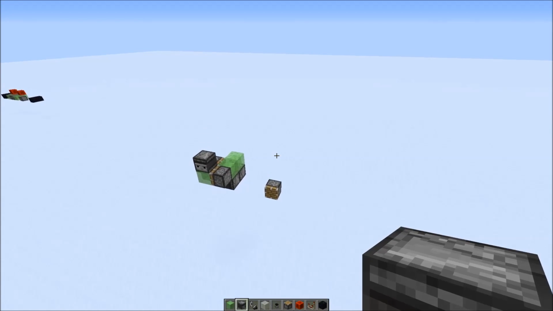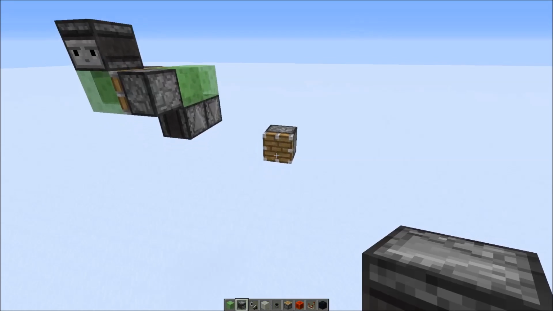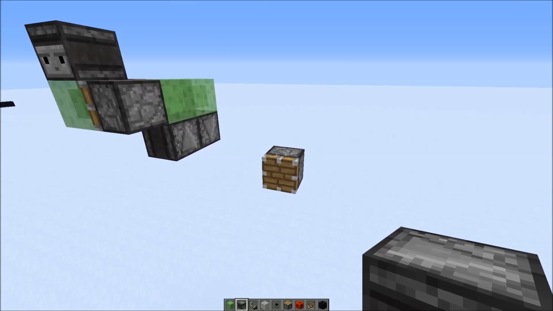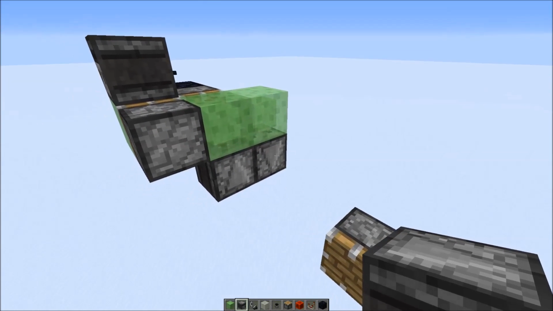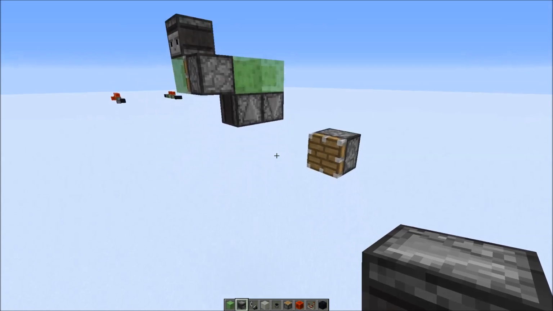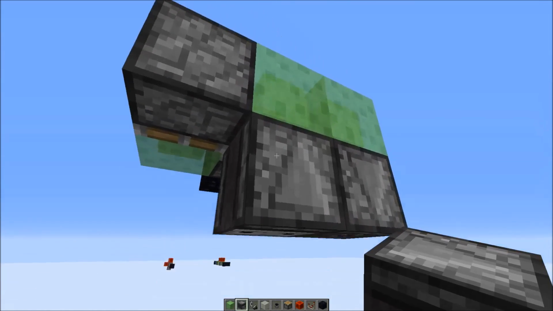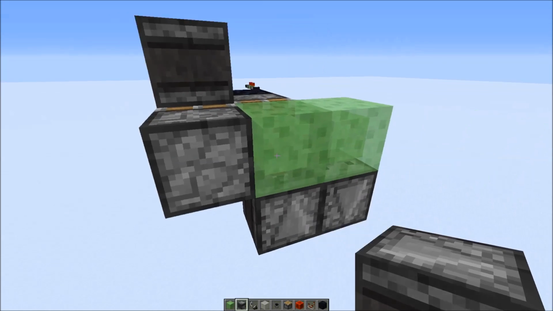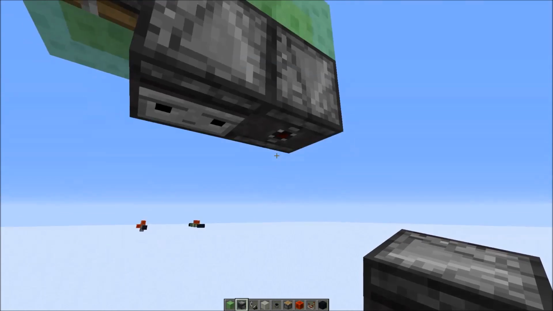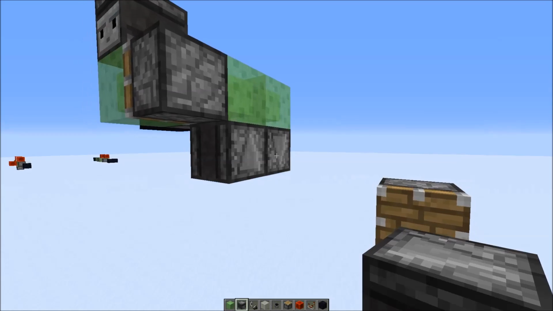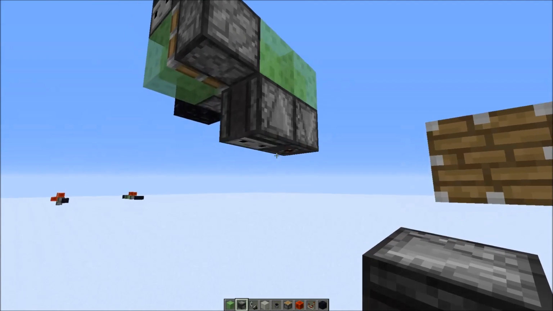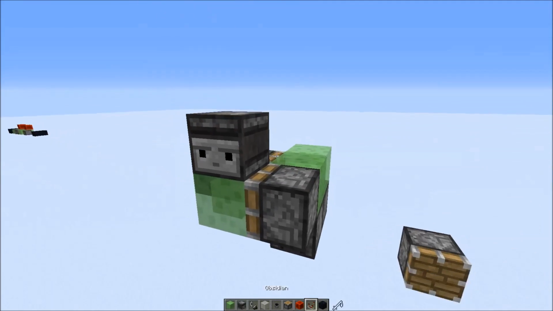And here's also a third possibility. This is a 1-block return station, but this requires adding an additional observer at the flying machine. So here we have the normal upwards facing observer that powers the sticky piston here, but then we add an additional observer that faces downwards. And this powers this piston here, which extends, and activates this observer again. So let's see that in action.